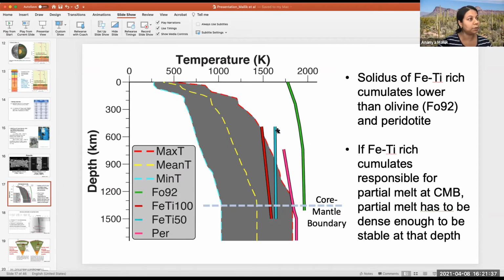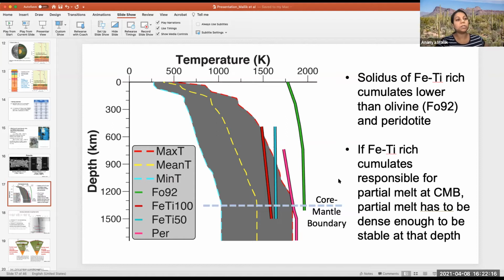So these are the two solidus curves for these two compositions. The red one here is the solidus curve for that iron titanium composition that we expect to have crystallized from the lunar magma ocean. And the blue one here is that same composition mixed into the mantle. For reference, this pink curve here is the solidus of peridotite. Peridotite is what Earth's upper mantle is made of. And this green curve here is the solidus of olivine with forsterite content 92. As you can see, these two lithologies melt at much lower conditions than a peridotite would.